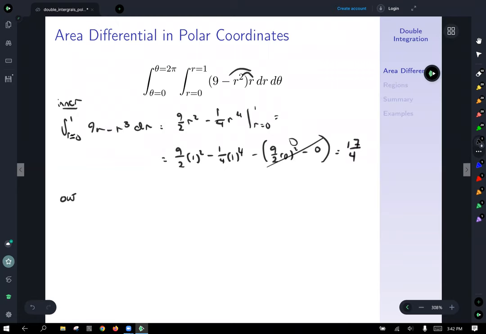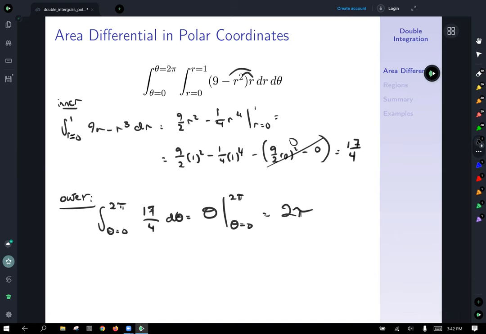The outer integral. Now theta varies from 0 to 2 pi, and we are integrating a constant 17 fourths that we got in our last problem, d theta. That means we're going to get theta, and we're going to evaluate theta from 0 to 2 pi. And so that's going to be 2 pi minus 0. And we're just going to get 2 pi.